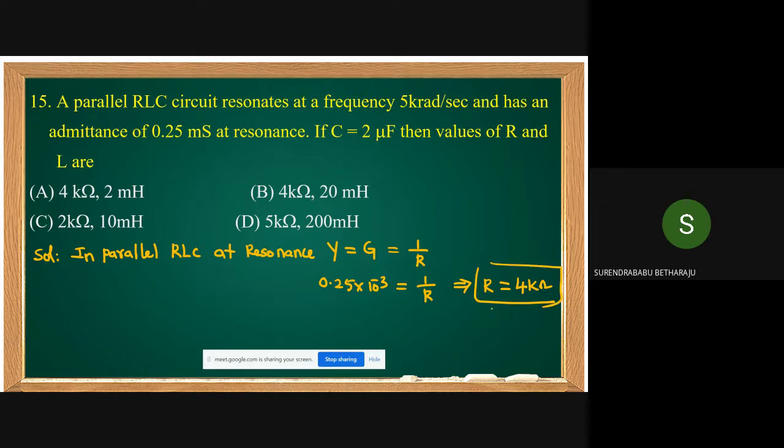Then you want to find the L. In a parallel RLC circuit also, what is the omega naught formula? 1 by root LC. The formula is the same in series and parallel; only the tank circuit formula changes. Omega naught is given as 5 kiloradians per second, that is 5 into 10 cube, equal to 1 by root of L into C. C value is already given, 2 microfarad. Better to square on both sides, then directly you can get the L.